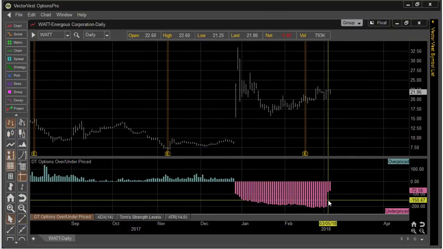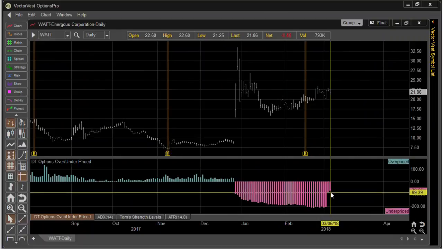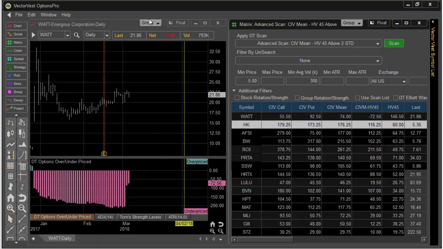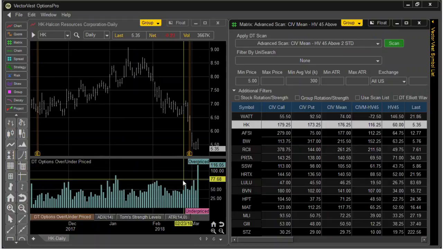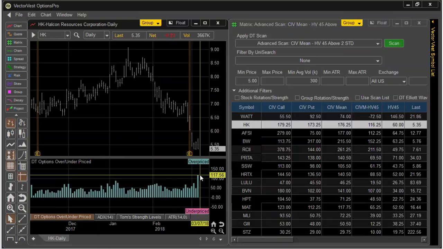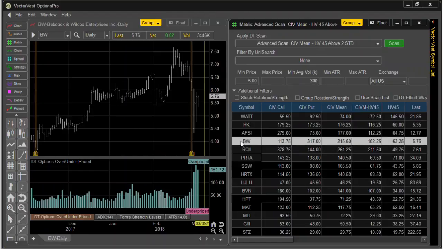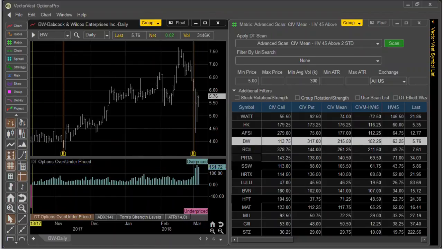Okay, well, that's a bad example, because see how extreme it was down here and how violent the snapback was? Remember I told you how it can still be underpriced? How about HK? You see how today it snapped up violently? It was like 50 and now it's 116% overpriced. It's finding those ones at the extreme. That's what it's all about. Like BW, Babcock and Wilcox, way overpriced.